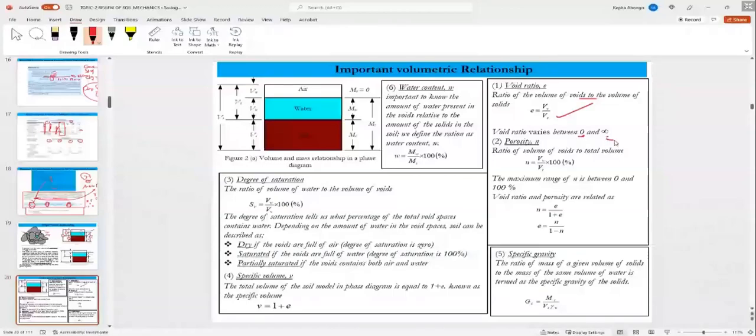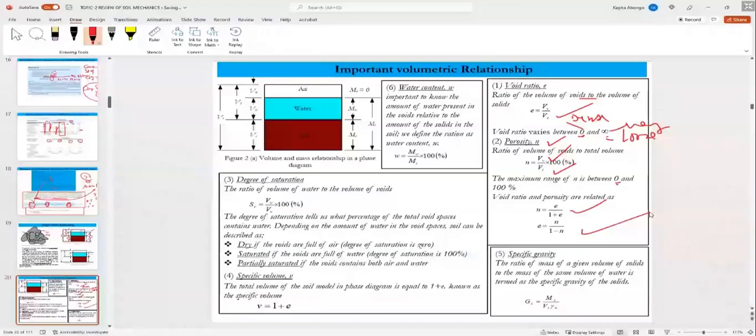Void ratio ranges from 0 to infinity, from dense to very loose. The porosity n is the ratio of the volume of voids to the total volume, and it ranges from 0 to 1. Now, the correlation between the void ratio and porosity is given by these two equations.